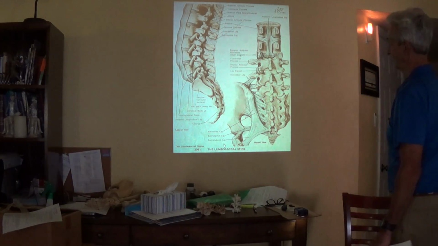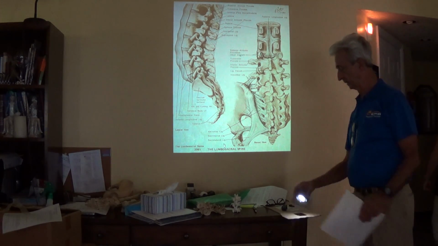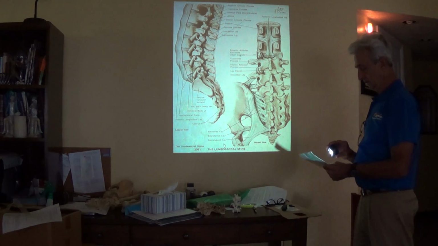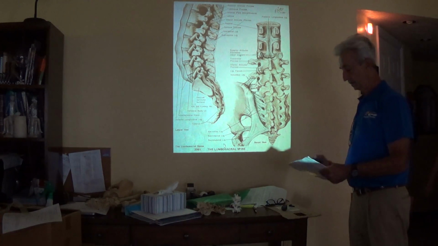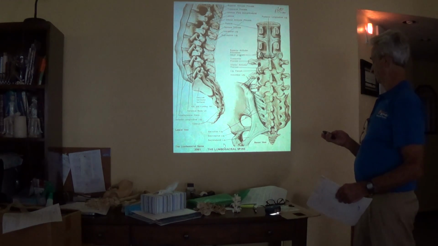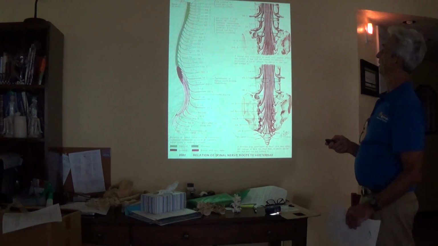Okay, back to what we're talking about anatomically here with the low back. See if I forgot anything. The neurological structure here of the low back is really important.